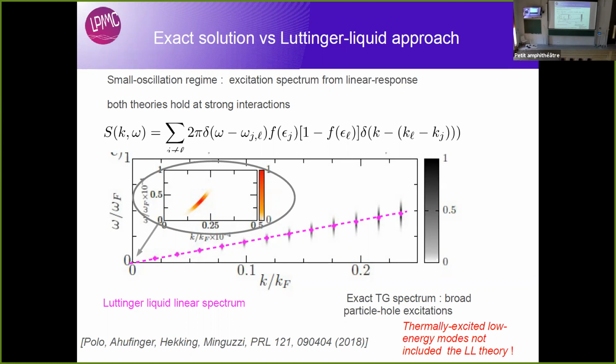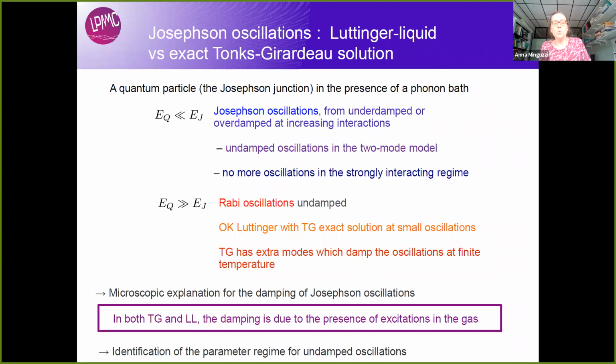Okay, so that was the first part of my talk. We have understood a lot of things about these Josephson oscillations among the two coupled one-dimensional wires. The Josephson junction itself is like an impurity particle, which has some type of dynamics associated, first of all, to the type of initial conditions that you fix, and also depending on the bath. And we have understood what type of damping can occur depending on the regimes. And we have identified in particular the parameter regimes where the oscillations are undamped.